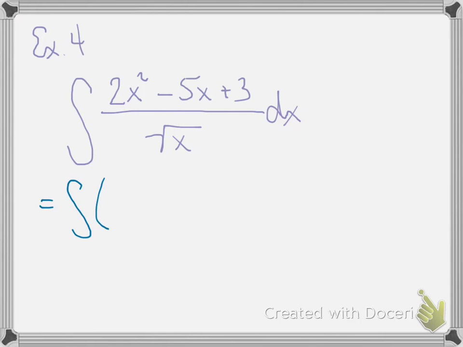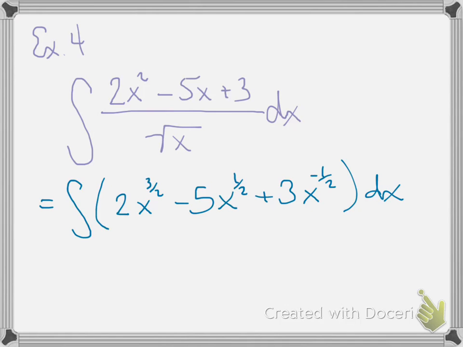So we're going to end up with a 2x to the 3/2, or 1 1/2, which is 3/2, minus 5x to the 1/2. 1 minus a half is a half. Plus 3, now there's an x to the 0 there, minus 1/2 will be x to the negative 1/2, all with respect to x. And now we can reverse the power rule. If you didn't get that step, but now you want to try reversing the power rule on your own, pause the video, go do that, and come back and see if you agree with me.